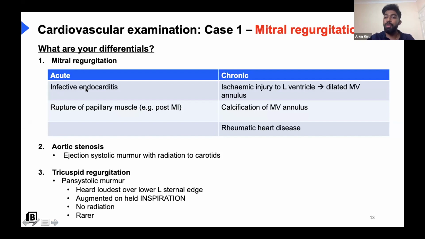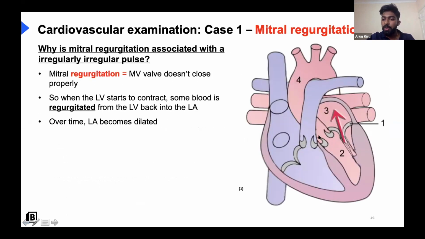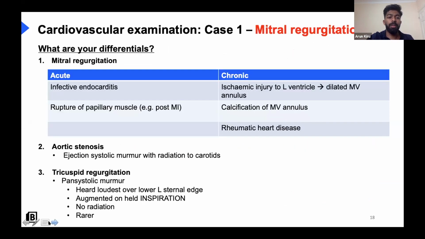So acute causes of mitral regurgitation could be infective endocarditis, so bacteria, normally strep viridans, sticking to the mitral valve, affecting it so it doesn't close properly, and you've got mitral regurg. Or you've got rupture of the papillary muscle. If you look quickly back to our diagram of the heart, the mitral valve has these papillary muscle strings that keep it working really well. In a heart attack, when you've got ischemia to the heart muscle, these can get damaged. So once again, it doesn't close properly. So that's all acute things, an infection or an MI.